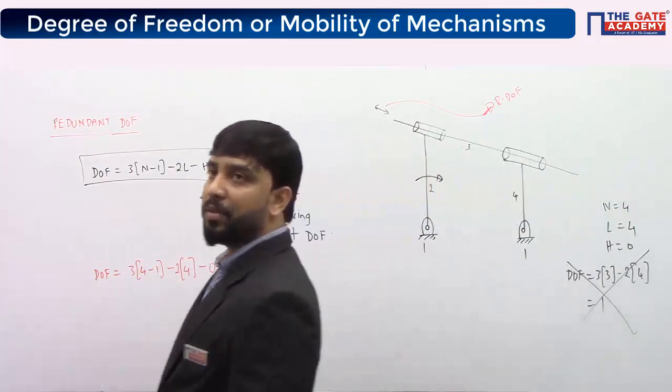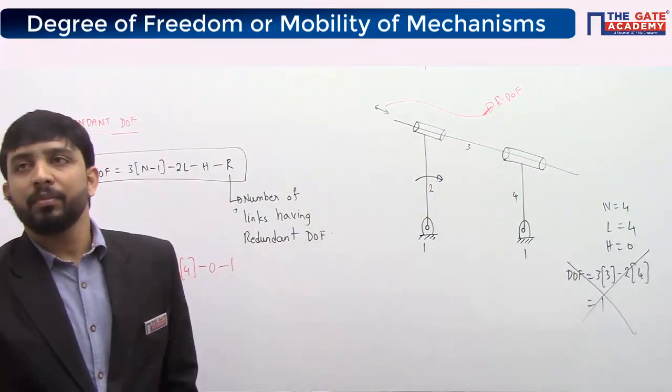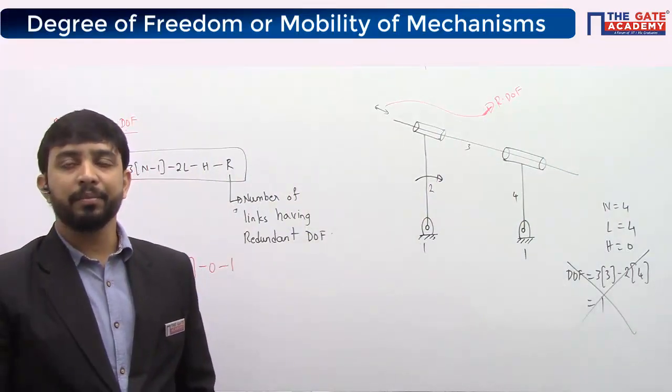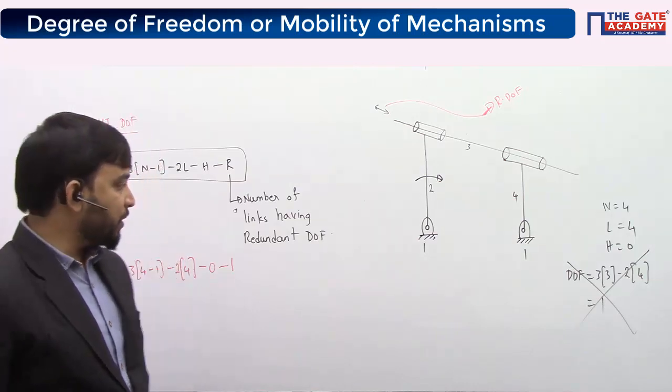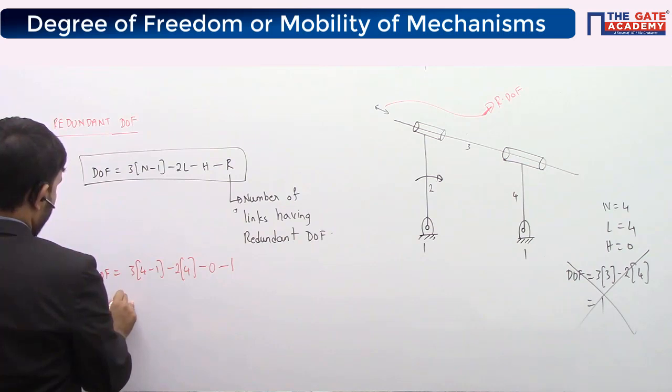I can move link number 3 without giving motion to other links. Okay? So degrees of freedom is 0, but you will get it as 1 because of the presence of redundant degree of freedom.